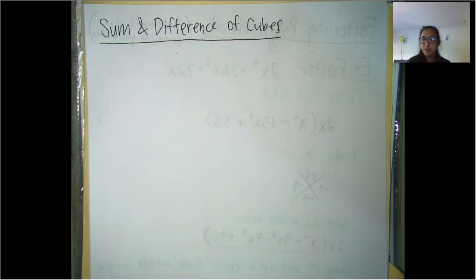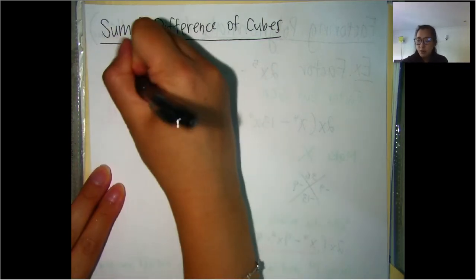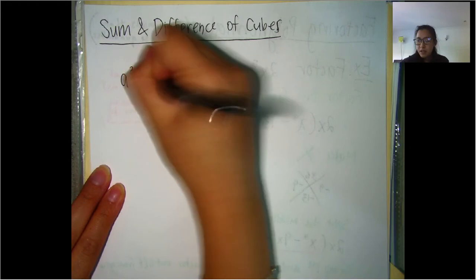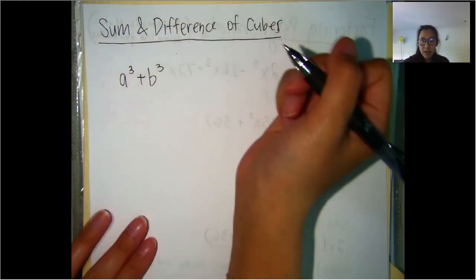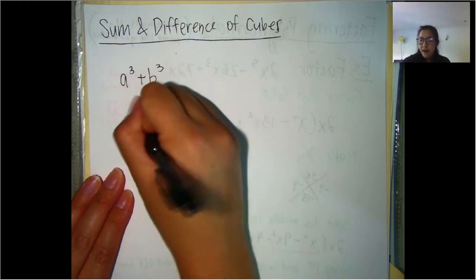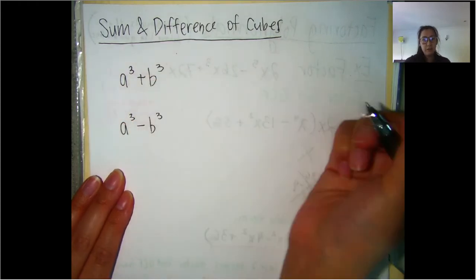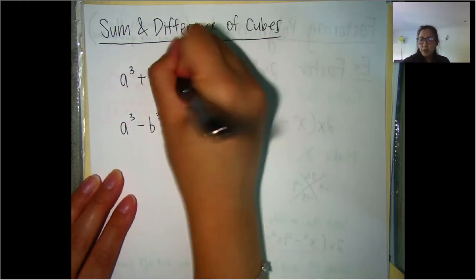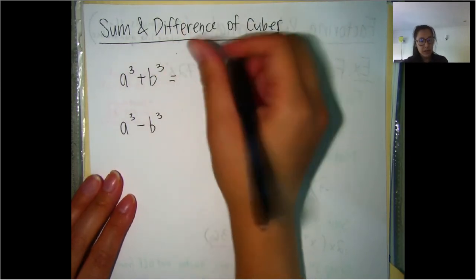This is a special type of factoring when you have a binomial and both terms are perfect cubes. So we're going to talk about both a sum and a difference. We're going to be doing both a cubed plus b cubed, which is a sum of cubes, and also a cubed minus b cubed, which is the difference of cubes. We have a special formula for each of these.